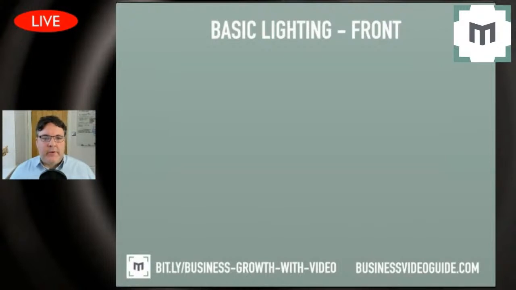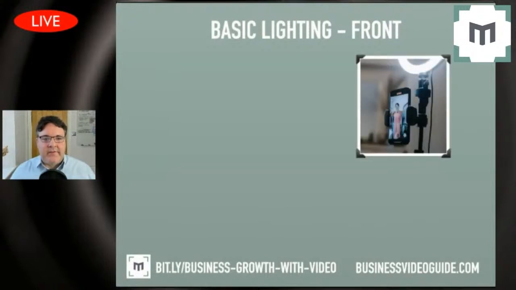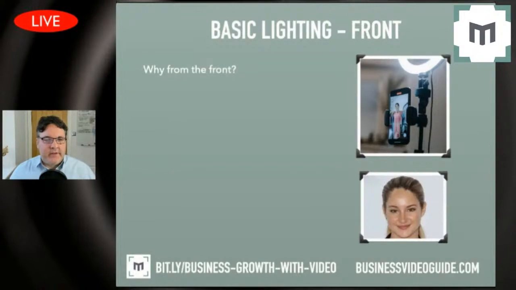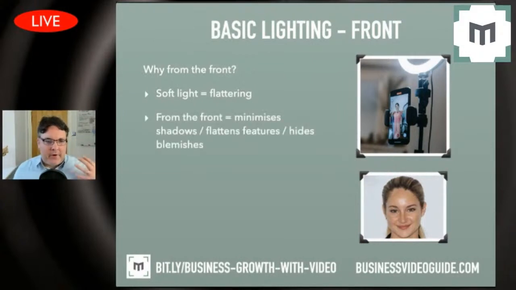So this is what we need to be looking at. Basic lighting from the front, ring lights. Why from the front, you may ask? Well, if you've got one light, you want to put it right at the front of you and you want to put it slightly above you. If it's slightly above, it's much more flattering and you're going to soften the shadows out across your face, and you're going to get rid of all those blemishes. It's just very flattering. It will wrap around your face and much more. Like I say, it minimizes shadows, it flattens the features, and it hides any blemishes.